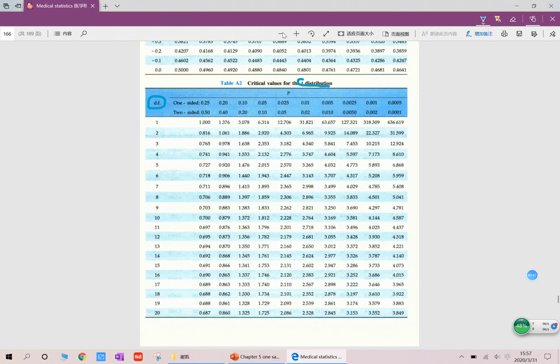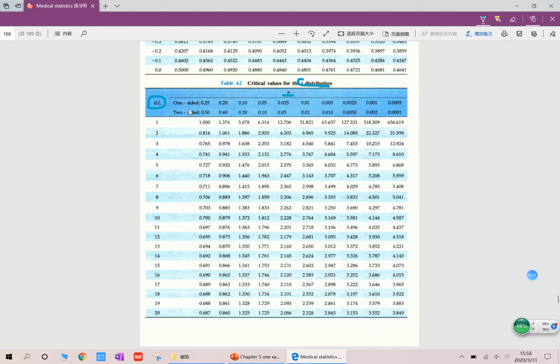And next one, this part in the blue color, we will find that this is the p. That means the p, the probability, and actually that is the corresponding area under the curve. And we can find that there are two rows. The first one is one-sided and the second one is two-sided. One-sided means only one part or only one tail, in the left or in the right, but only one. And two-sided means left plus the right.